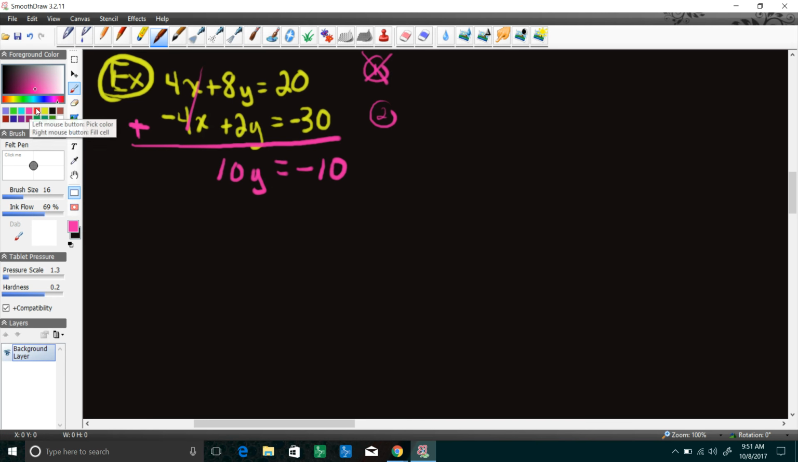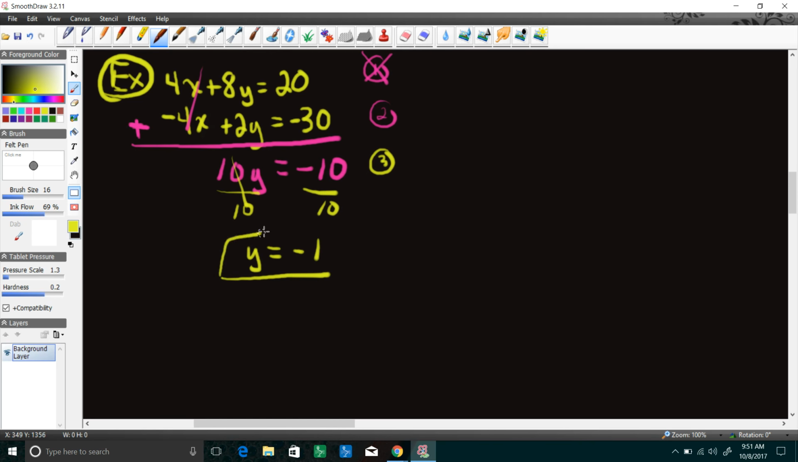Okay. Then we jump into step number 3, which is the solve part. So I'm going to solve for y here. So to solve for y in this case, I divide both sides by 10 because 10 is the number that's next to y, which gets rid of it. So y is equal to negative 10 divided by 10 is just negative 1. So there's my y.